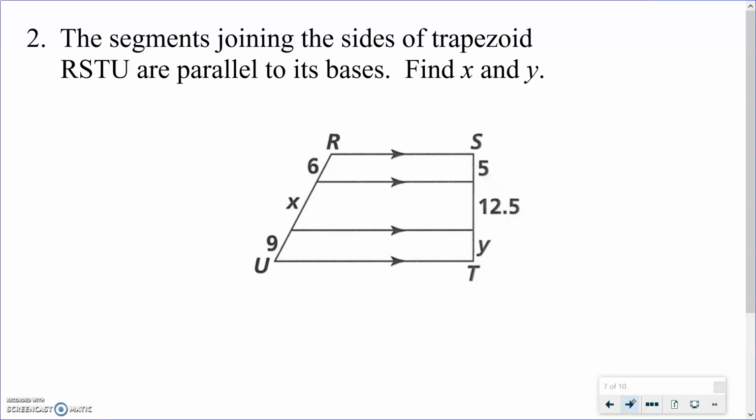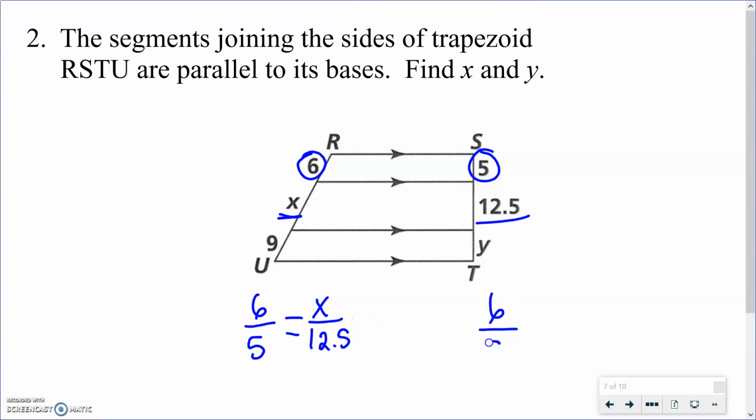Okay, this one here is going to use the corollary, so that if the lines are parallel, we can use that to solve for missing pieces. And so I see that these are the two that are filled in, the 6 and the 5, so we're going to use that as our first ratio, 6 over 5, and then we can take the side that's on the same transversal as the 6 and say x over 12.5, and then solve that. I can also say 6 over 5 is equal to, and then I can use the 9 and the y here, and so the 9 needs to be in the same spot as the 6, so on the top, and the y needs to be on the bottom.